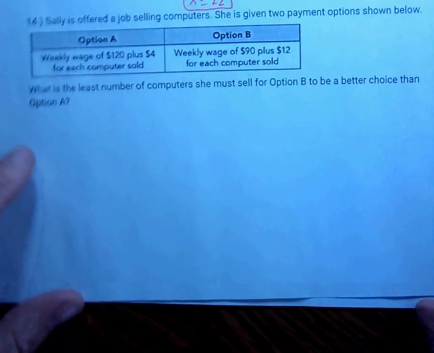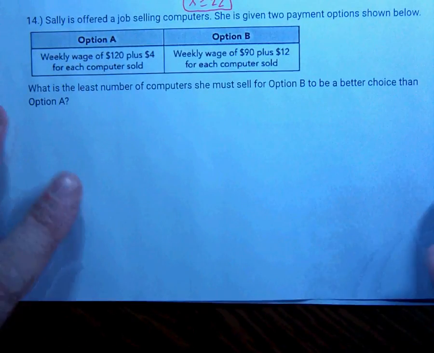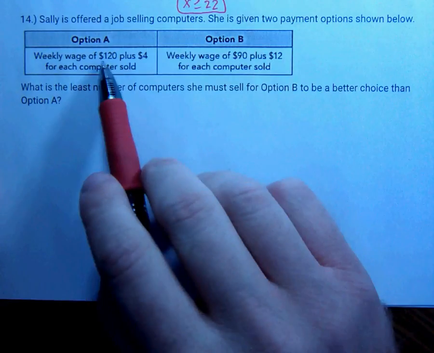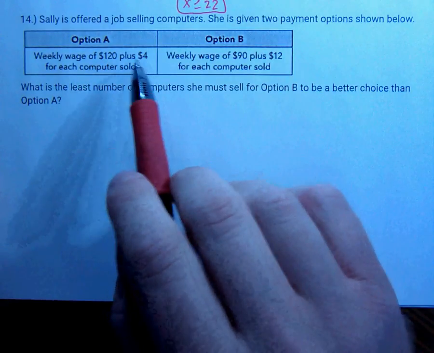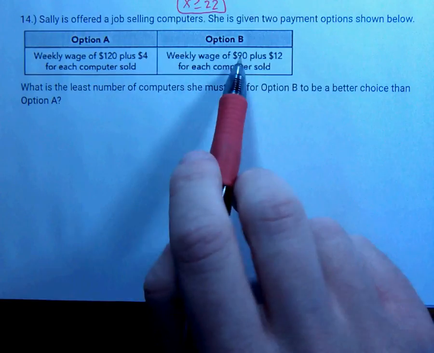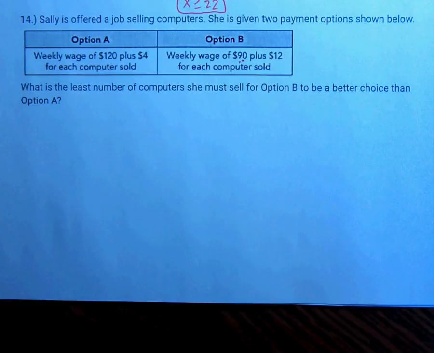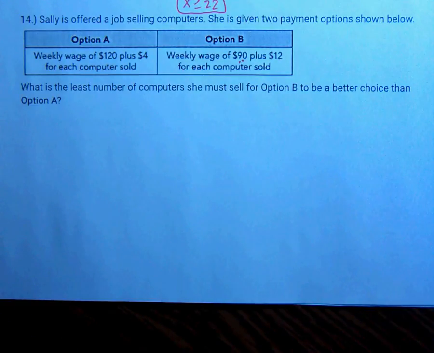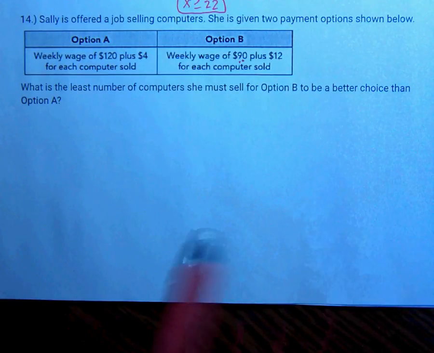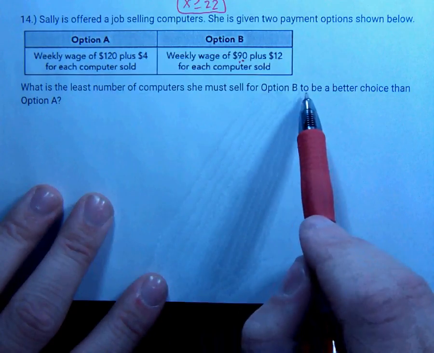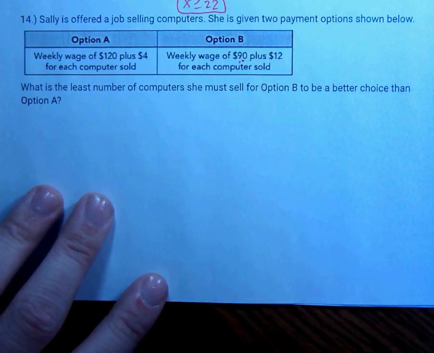Sally is offered a job selling computers. She's given 2 payment options, okay? So she gets to choose this option or this option. In one option, she gets more money no matter what, but she gets less money for everything she sells. In a second option, she gets less money up front, but she gets $12 every time she sells a computer. So she needs to decide how good of a salesman she is, so she can pick which option is better for her personally. So basically, what is the least number of computers she must sell for option B to be the better choice than option A?